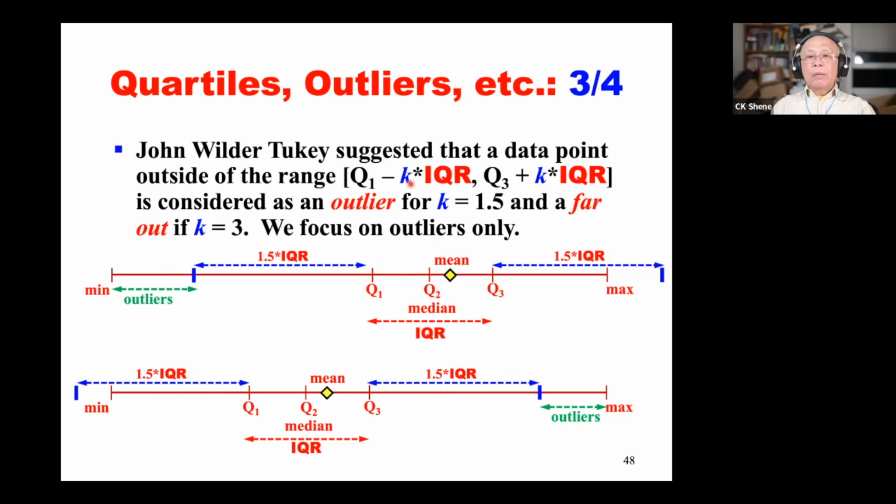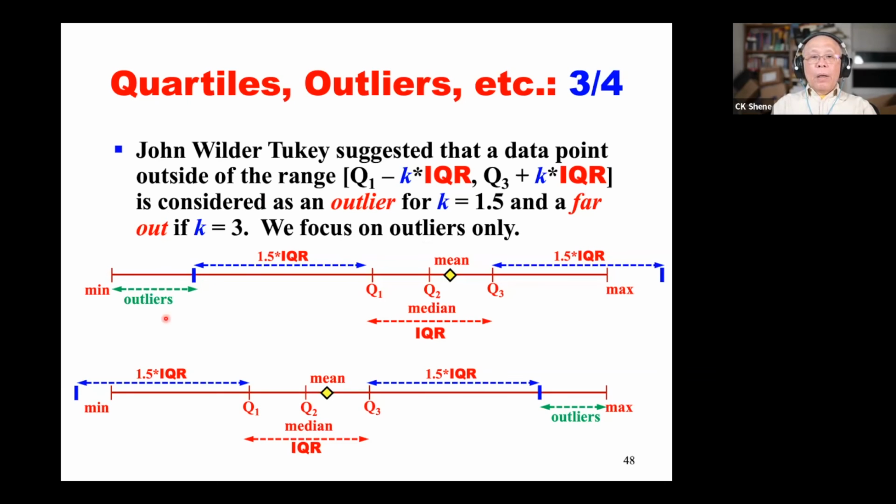Tukey suggests that if K is 1.5, then a data point not in this range is referred to as an outlier. And if you choose K to be 3, a data point outside of this range is referred to as a far out. So in this case, we have data going from minimum to maximum.